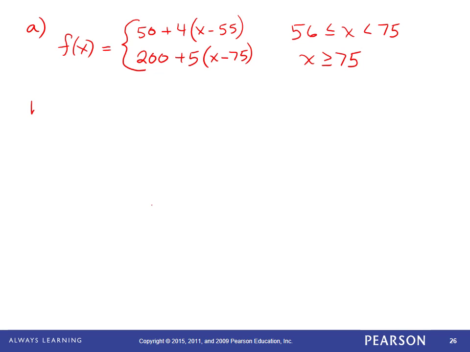All right, that's part A. Part B then is you figure out the fine for traveling 60 miles an hour, then traveling 90 miles an hour.